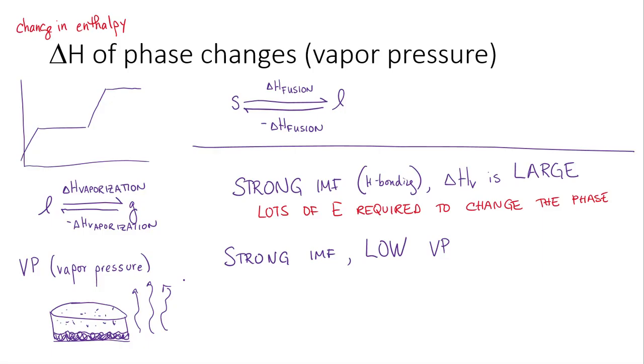If a molecule is not held very tightly to its neighbor, it's going to evaporate very easily. It's going to have a low delta H of vaporization, and it's going to have a ton of molecules in the gas phase above it. Nothing's going to stop those molecules from separating, and they're going to go into the gas phase. However, if those molecules are held together really tightly, then there's not going to be a lot of molecules in the gas phase.